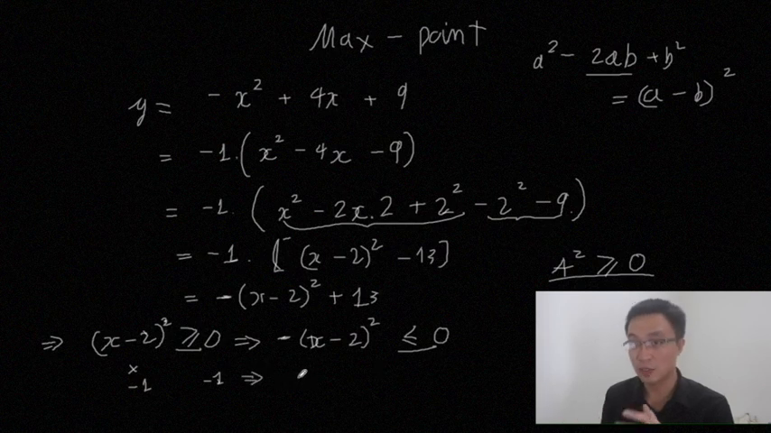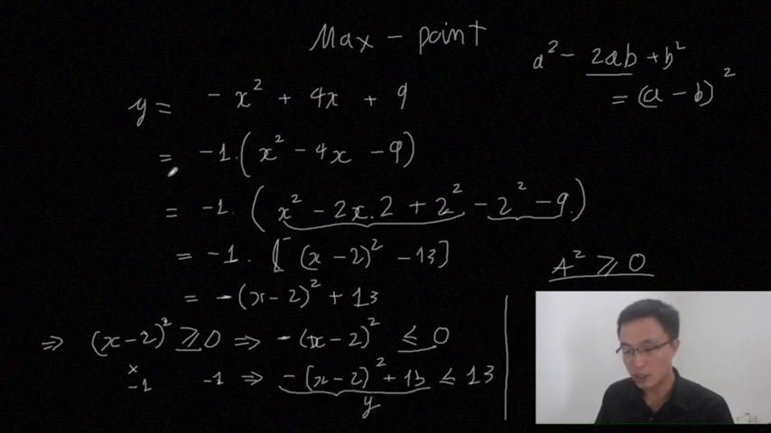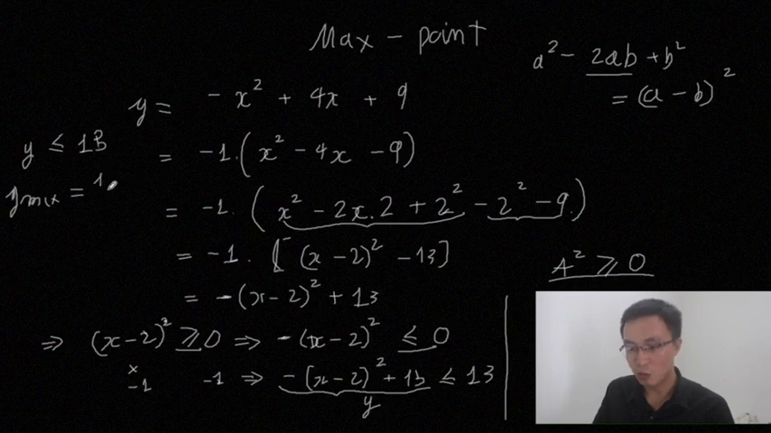And I will add the next step. I will add 13 to both sides of this inequality. 0 plus 13, you get 13 here, and here y. So you can simplify that y will be less than or equal to 13. So that's why you get the maximum of y. The maximum y here is 13, and you can find the condition for y to reach the maximum point or maximum value.